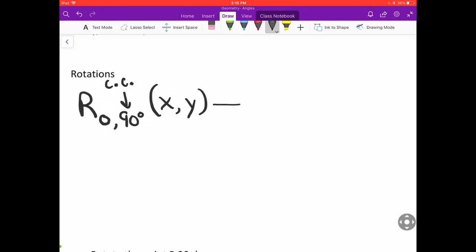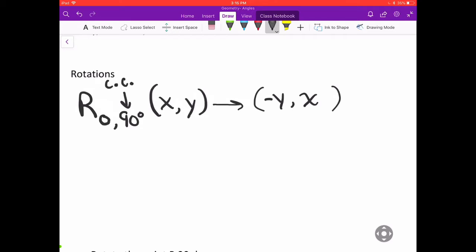So the formula for a rotation of 90 degrees counterclockwise is we're going to switch the order of the points, and we're going to negate the y value. So we're going to switch the order of x and y, and we're just going to negate whatever's here. So we write it as negative y comma x. And we're going to go through an example below on 90 degrees.